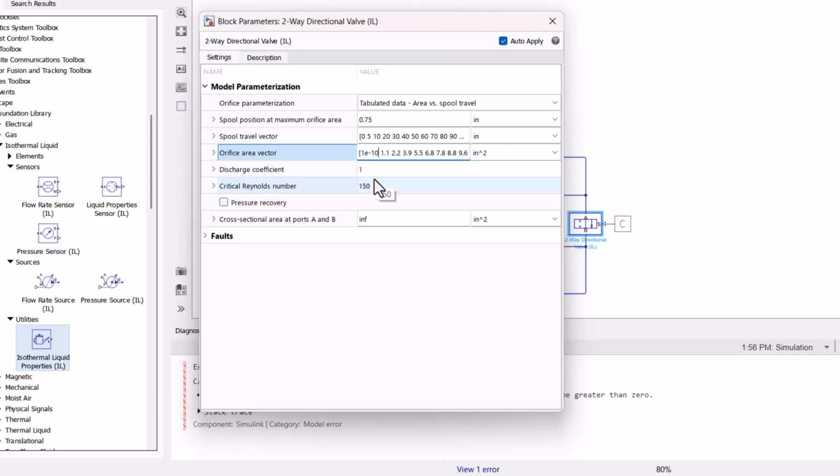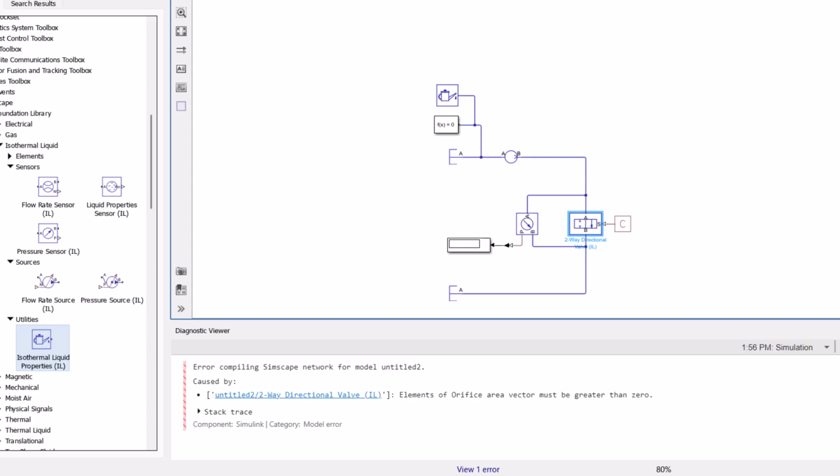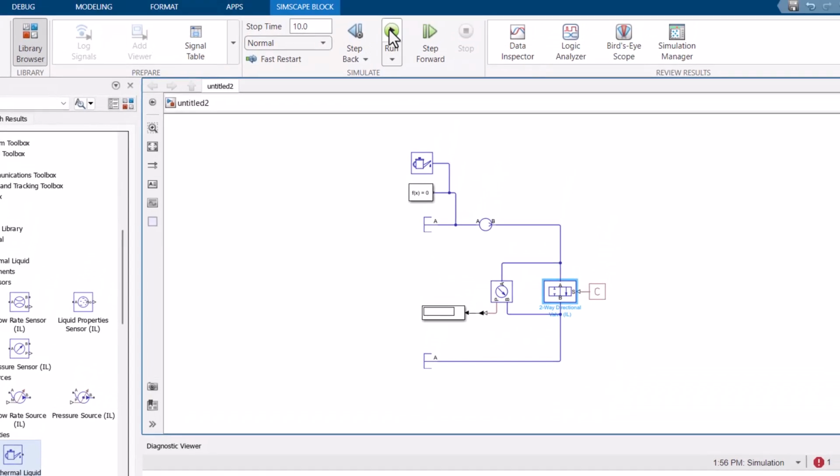And that's why you have to enter some small value, some negligible amount of leakage through your valves, which is not a bad assumption for control valves, since control valves cannot be shut completely and fully and tightly with no leakage. They usually have some leakage. And I'm going to add 1e-10 as the area of the valve when it is fully closed. So now I want to run the model.